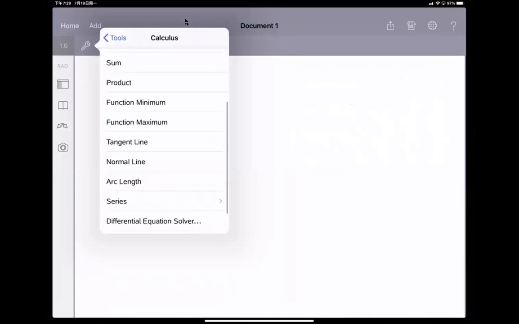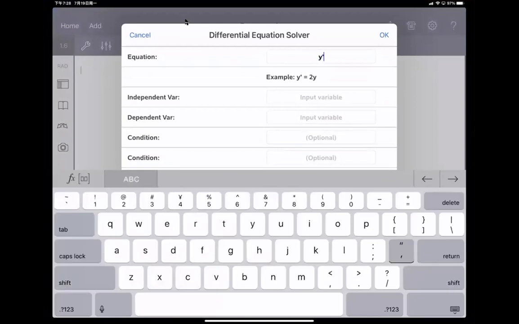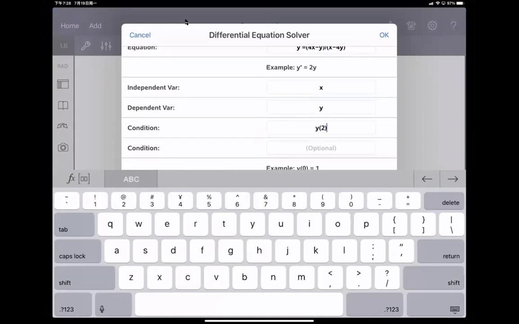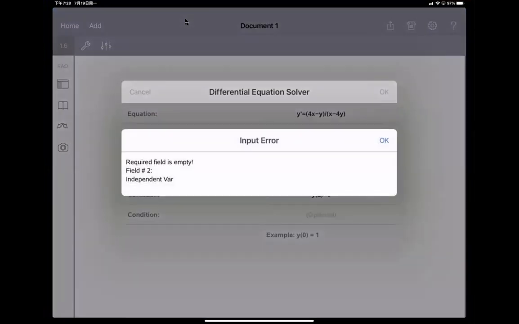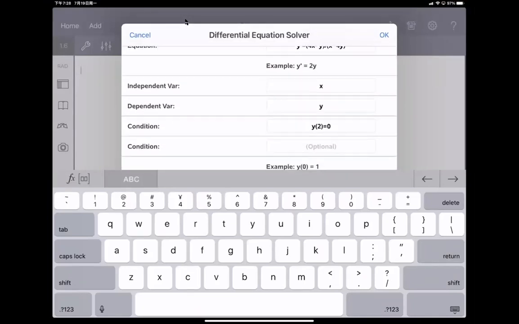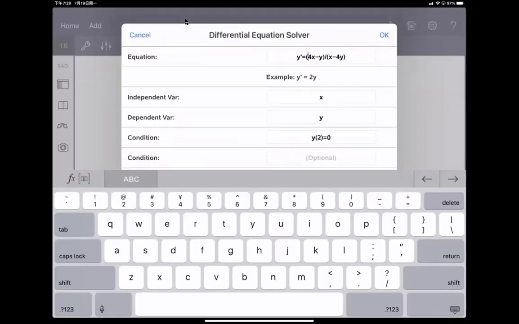Manual calculus differential equation solver. The DE is y dash equals (4x minus y) over (x minus 4y). Independent variable is x, dependent variable is y. Your condition is y of 2 equals 0. Okay, required field is empty. Let's have a look. What is the required field? Field 1, equation shouldn't be empty. That's weird.